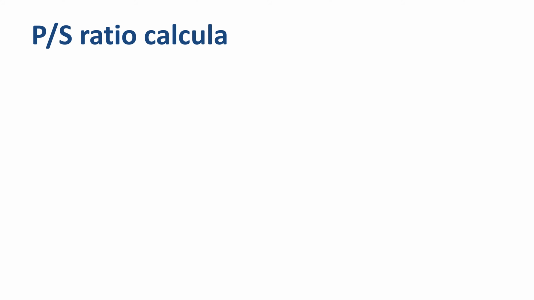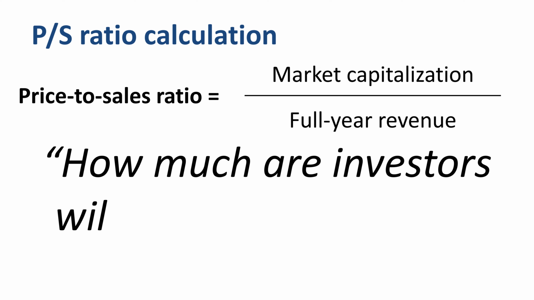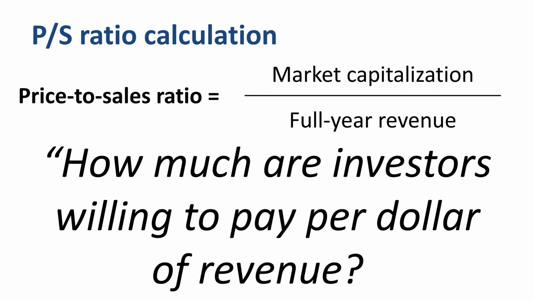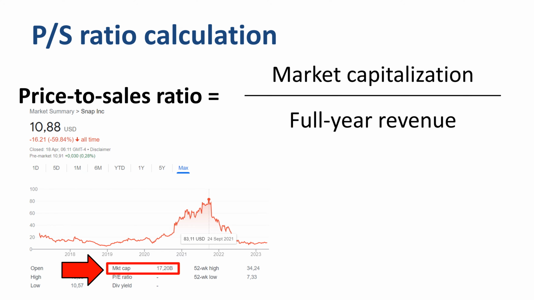The price to sales ratio equals the current market capitalization of a publicly traded company divided by its latest full year revenue. The essential question you are trying to answer is, how much are investors willing to pay per dollar of revenue? For example, if we do an online search for the market capitalization of Snap Inc. at the time of making this video, we will find that it is $17.2 billion.